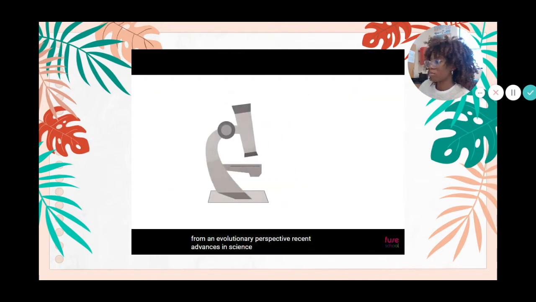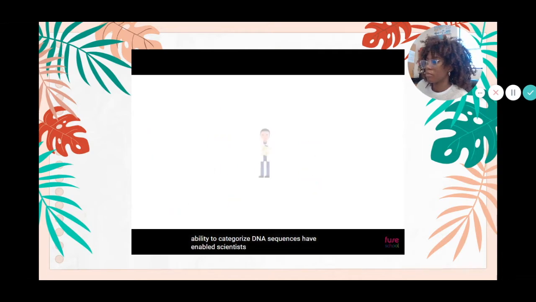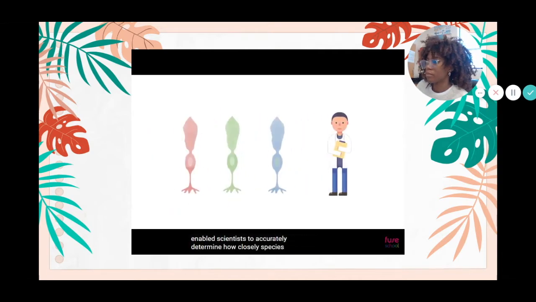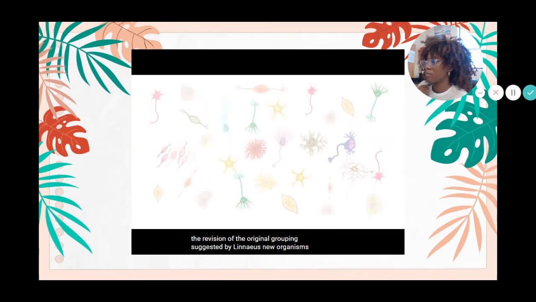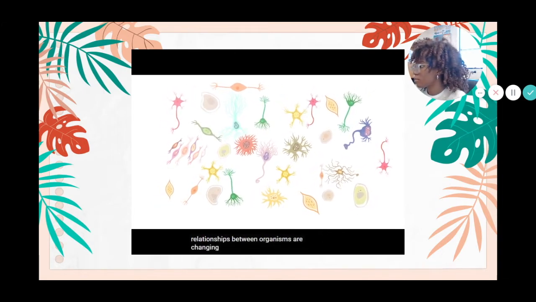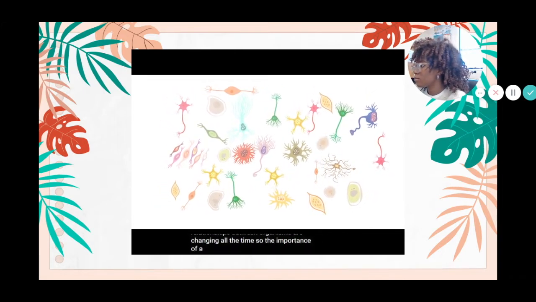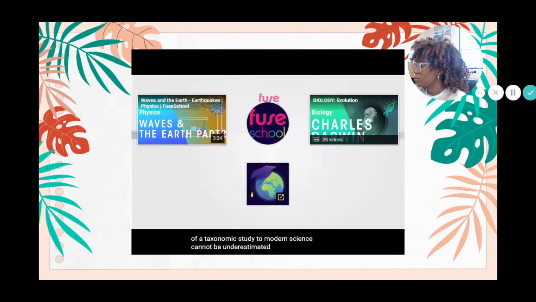Recent advances in science, including the ability to categorize DNA sequences, have enabled scientists to accurately determine how closely species are related to each other. This has led to the revision of the original grouping suggested by Linnaeus. New organisms are constantly being discovered, and relationships between organisms are changing all the time, so the importance of a taxonomic study to modern science cannot be underestimated.